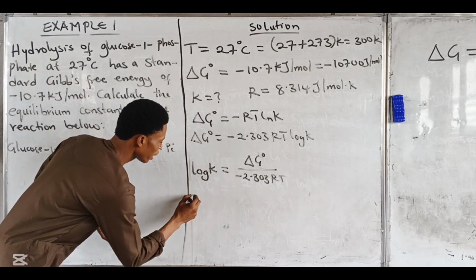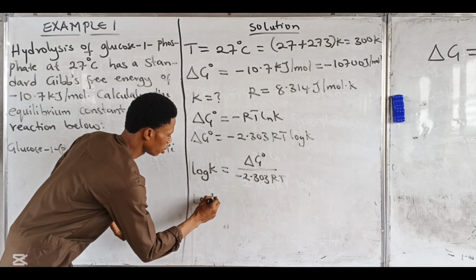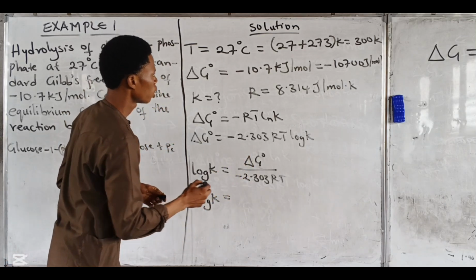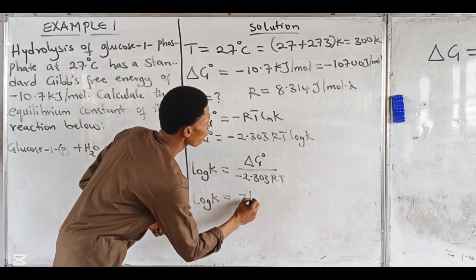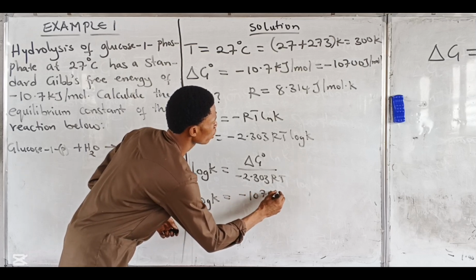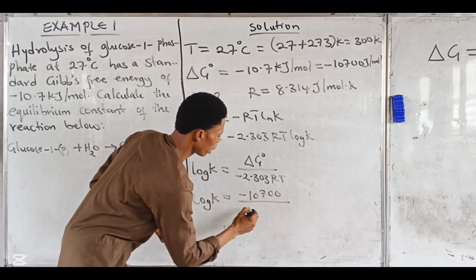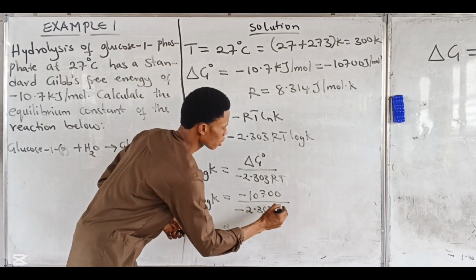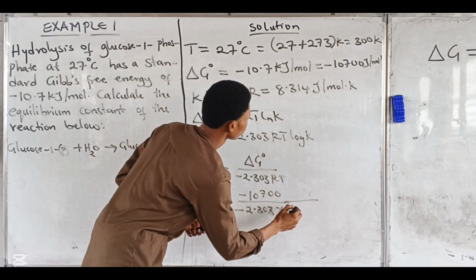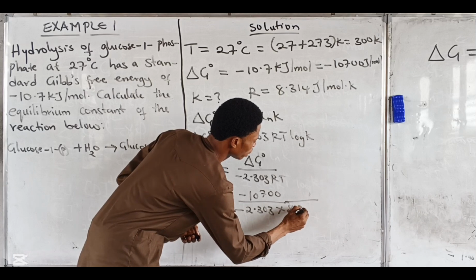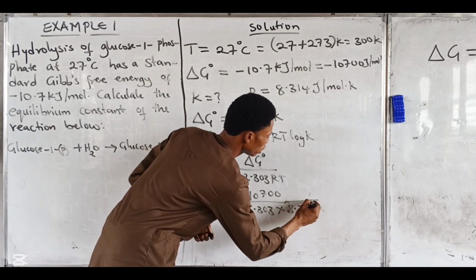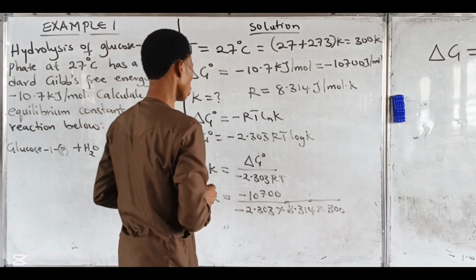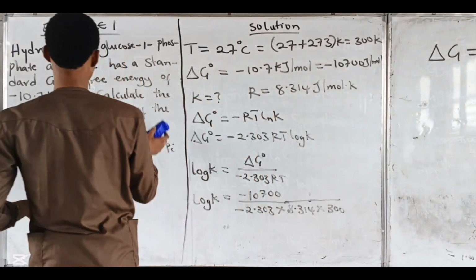Now, log K will be equal to delta G naught, which was given as minus 10,700, all over minus 2.303 times R, which is given as 8.314, times T, which is 300. So we'll have it that, can I clean this?